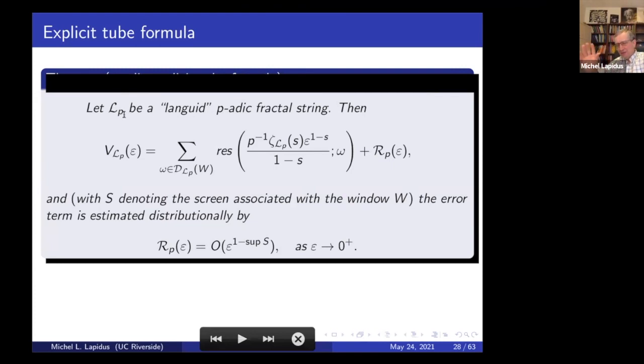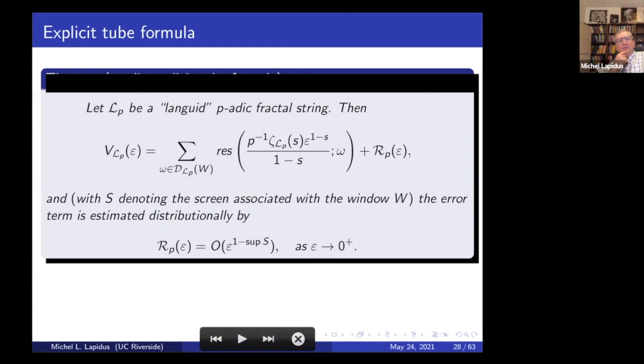But let me just say, roughly speaking, languidity means that the geometric zeta function grows polynomially along certain directions, vertical directions, or direction of what is called the screen, a suitable curve in the complex plane to the left of the vertical line, real part of s equals D, which is the Minkowski dimension. Let me leave it at that.